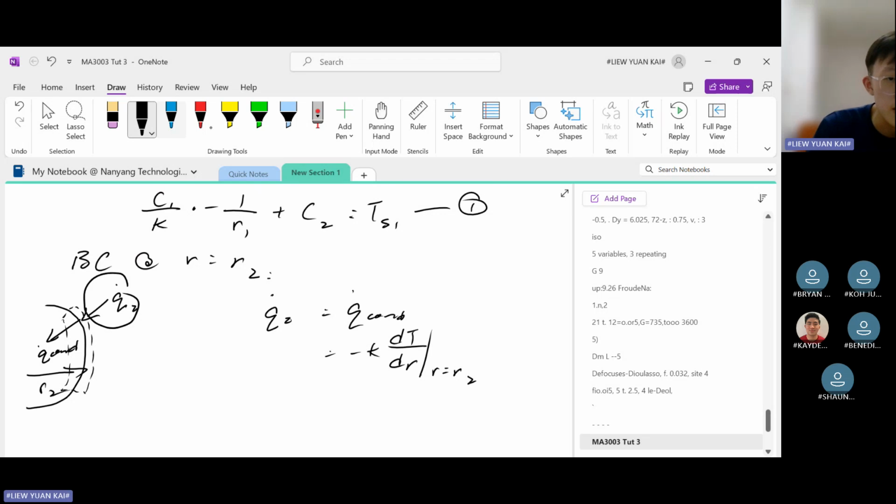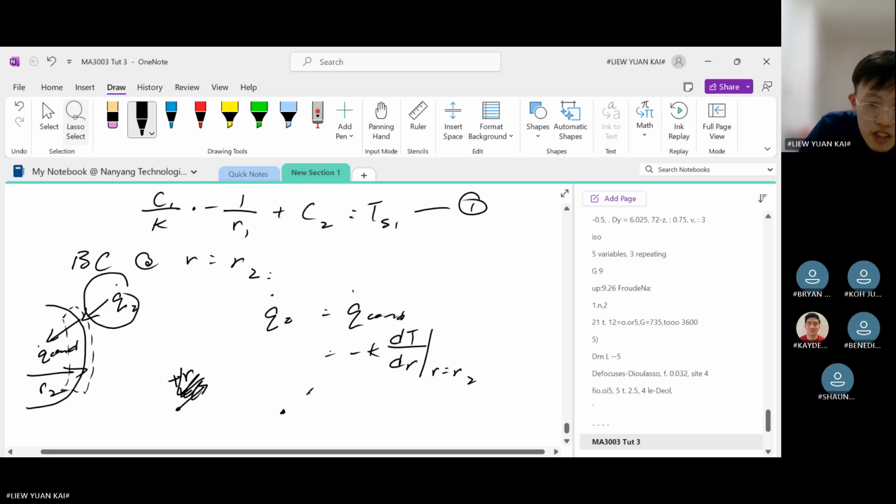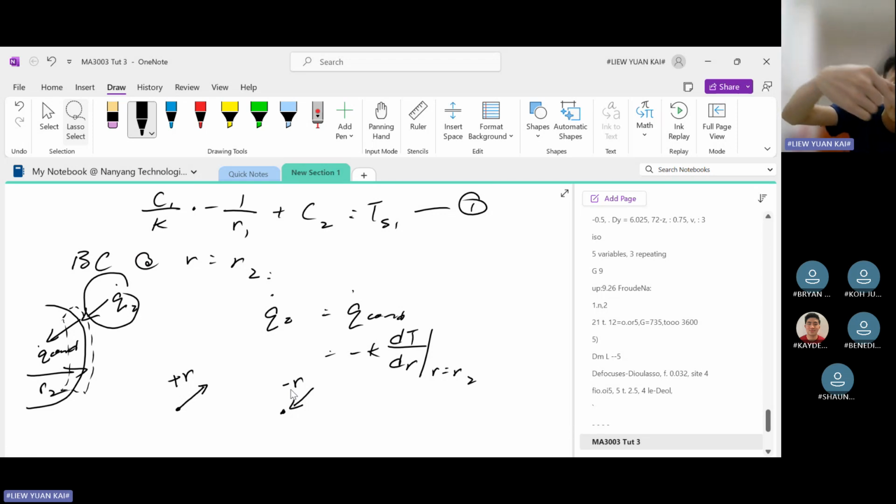Okay, and then notice this also. You see, my Q conduction is going radially inwards. This is against the positive radius direction. What do I mean? Normally the positive radius direction is pointing outwards from the center. This is positive R. But if it points radially inwards, towards the center, this will be negative R, in the negative R direction. So since my Q conduction is going towards the center, this is following the negative R direction.